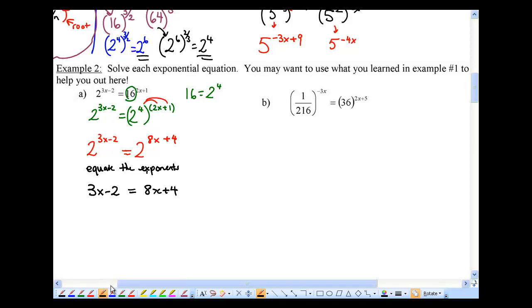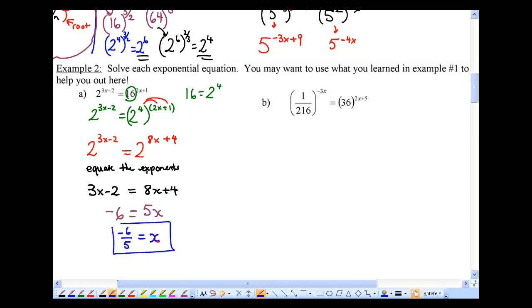Well, now it's just regular algebra from grade 8. Life is now good again. We'll subtract 3x off of both sides. How about I subtract 4 off of both sides as well? So I get this. We'll solve for x. We'll just say x equals negative 6 over 5.